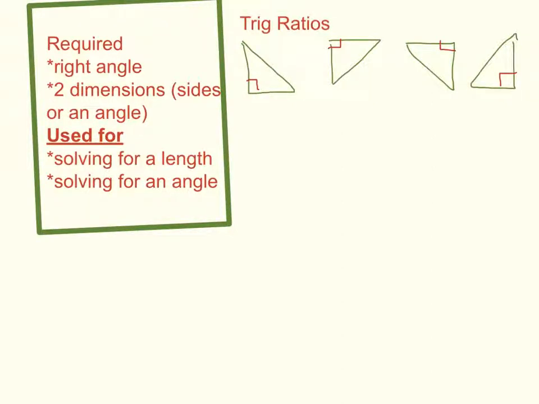To review lesson 1 with the trig ratios, we went over the 3 ratios of sine, cosine, and tan. So sine is opposite over hypotenuse, cos is adjacent over hypotenuse, tan is opposite over adjacent.